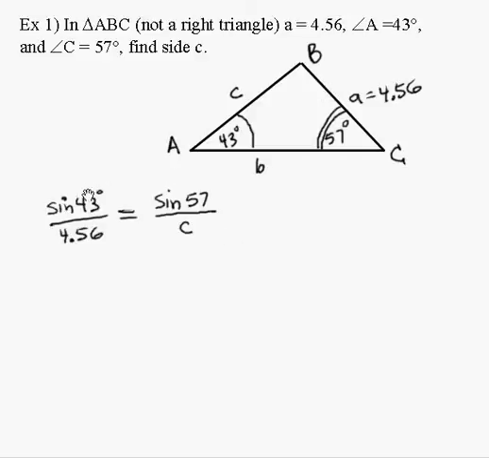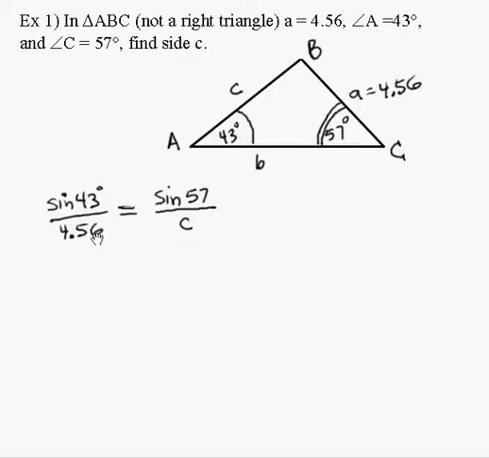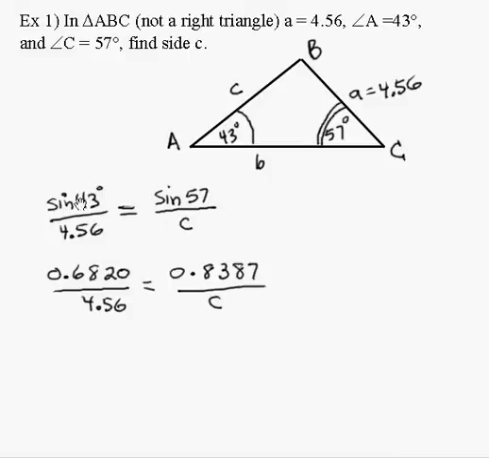But that's all right, because we're going to take the sine of angle A over side A equals the sine of angle C over side C. In this case, angle A is 43 degrees, side A is 4.56, angle C is 57 degrees, and side C is what we're looking for. Let's do looking up the sines first. So we'll type in 43 degrees, hit the sine button, round that to 4 decimal places, 0.6820. Then type in 57, hit the sine button, round that to 4 places, that's 0.8387.